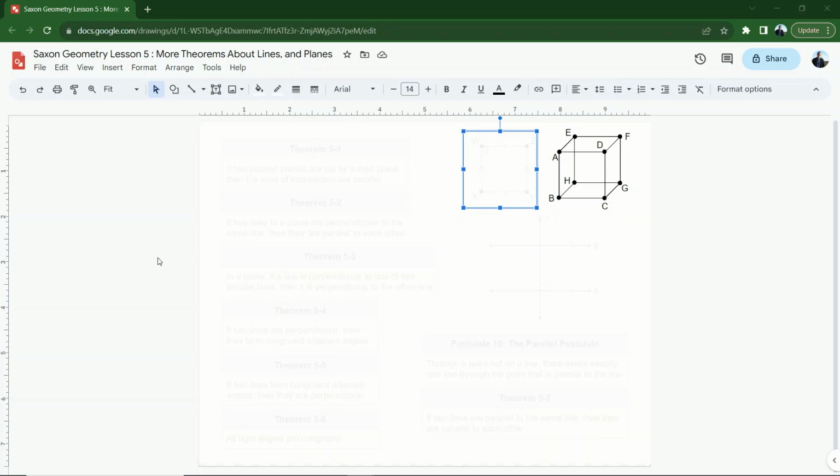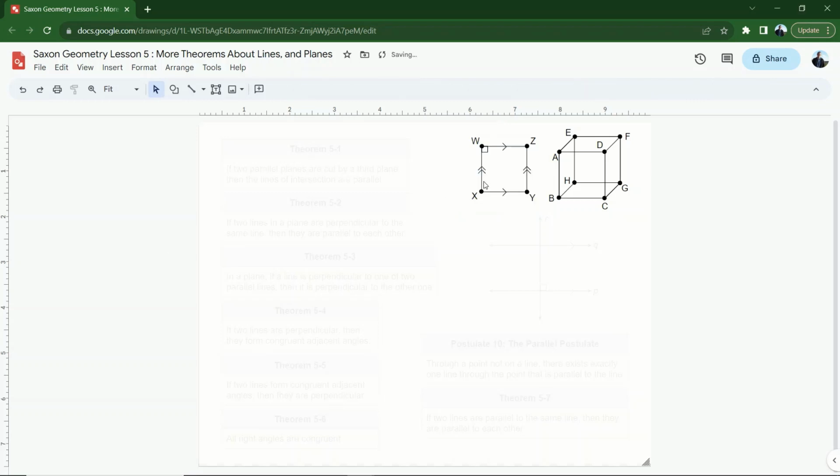Okay, so that's just a little introduction. We are going to be learning several more theorems and one more postulate today. I'm going to start though by just reminding you about perpendicular and parallel lines. Here I have a square, and I've indicated on this square that we have some lines that are parallel. The top line segment WZ is parallel to the bottom line segment XY. Now I could write out the statement like we did last time: WZ is parallel to, with the double lines, XY.